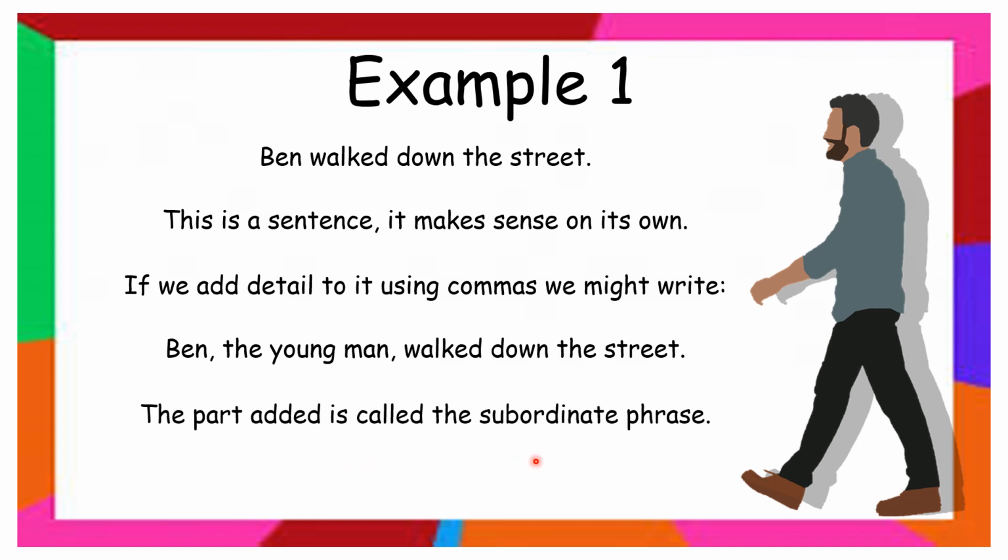The part added is called the subordinate phrase. Ben walked down the street is a clause. It's a main sentence. It makes sense on its own. Now, we've used commas to add additional information to this sentence by adding the young man. As you can see, the main clause started here, Ben, and ends here, walked down the street. But we've added a subordinate phrase, the young man. It's a subordinate phrase because there is no verb in it, the young man, and it cannot stand on its own. So we use commas to add this information in the sentence.